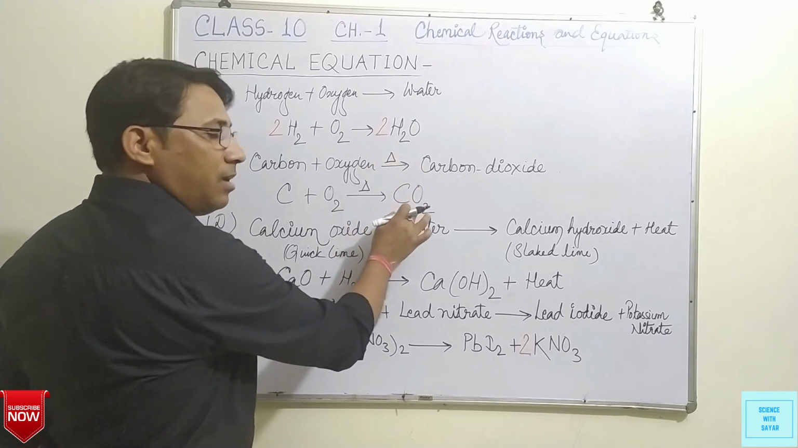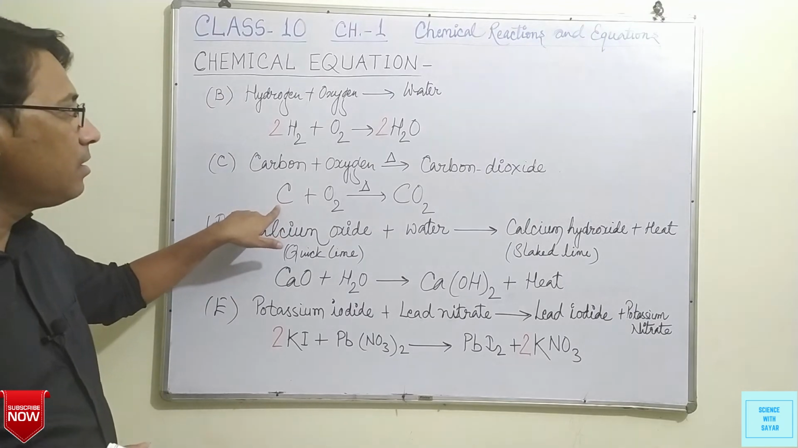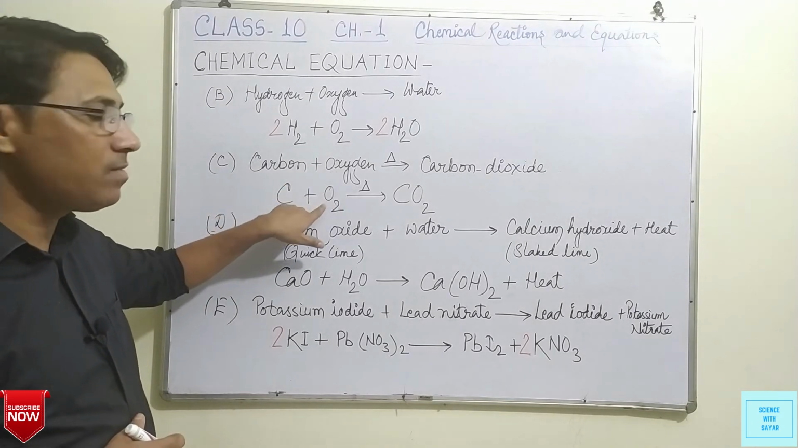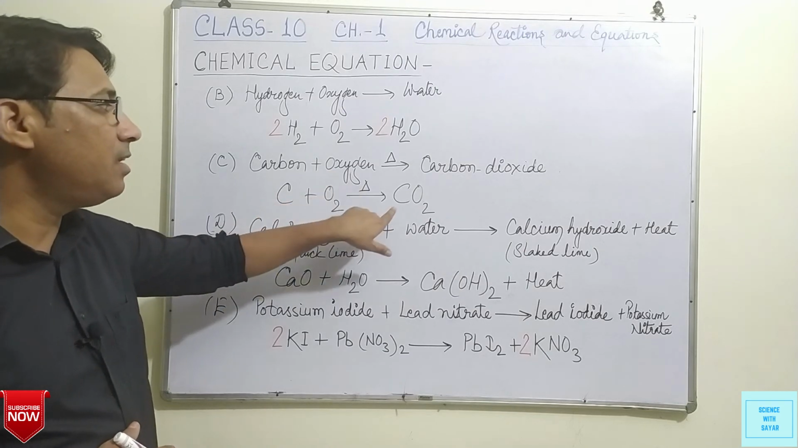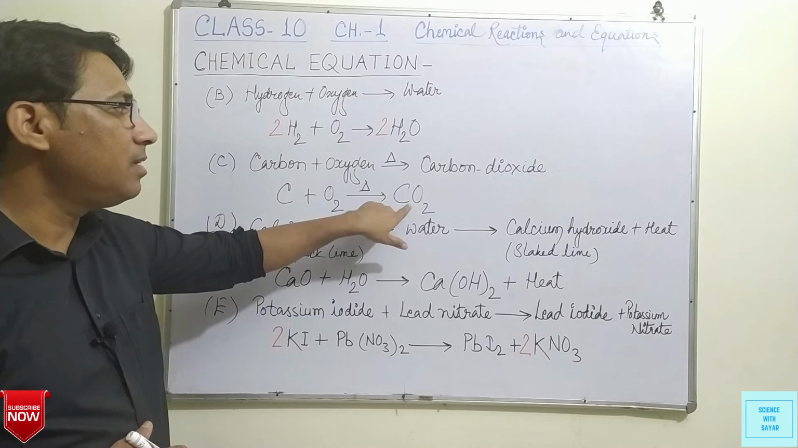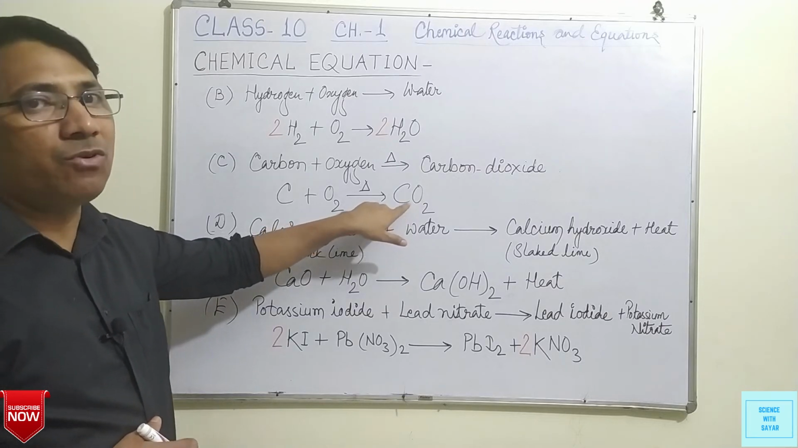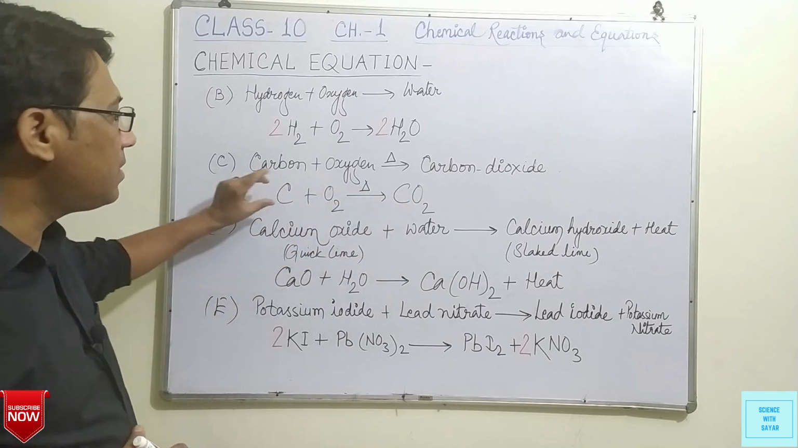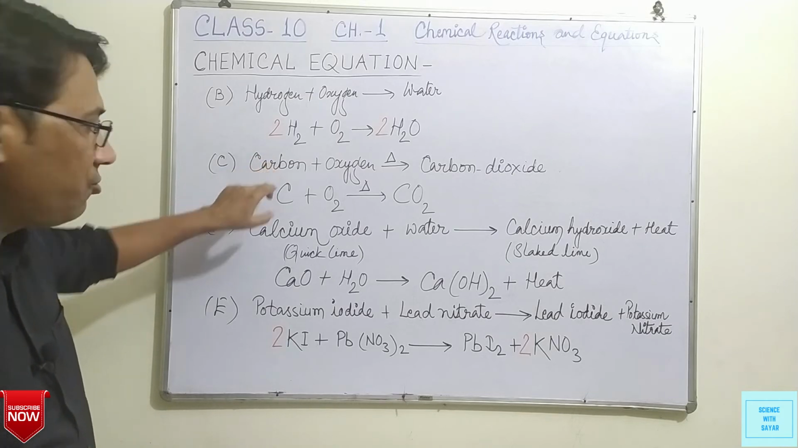carbon dioxide is formed. It is a gas. So carbon, its symbol C, and the formula of oxygen gas, it is O2. We heat it, and a new substance as a compound carbon dioxide is formed. So the formula of carbon dioxide is CO2. So it is the symbolic equation of this reaction.